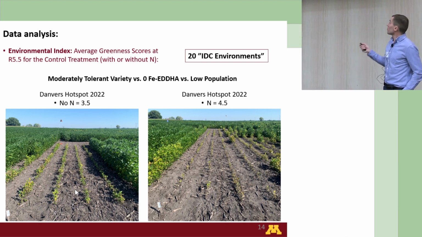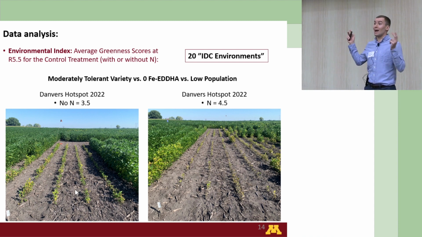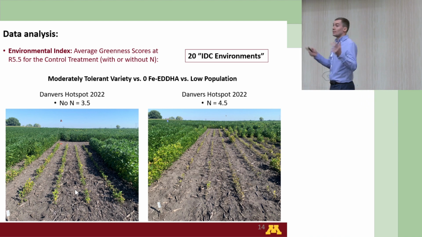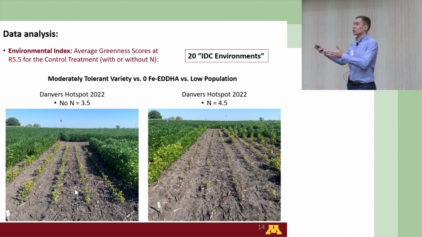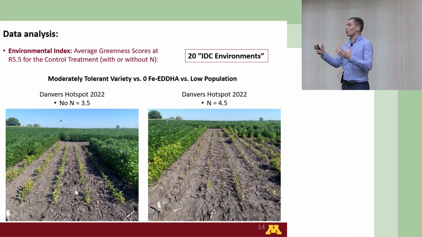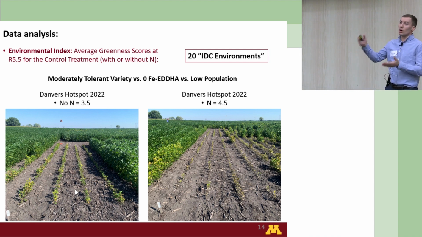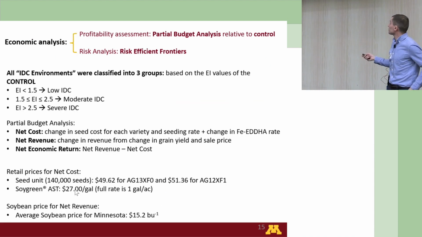So this environmental index was then calculated as the average greenness scores at R5.5 for the control treatment, so the moderately tolerant variety without iron chelate application planted at a lower seeding rate with or without nitrogen application. And that resulted in what we call 20 IDC environments. Like I mentioned before, we had 10 unique field sites. By the 2 nitrogen levels, where we apply nitrogen to increase IDC severity in 50% of the plots, we have 20 IDC environments. So this environmental index is basically a measure of how severe IDC was at each of these 20 IDC environments based on the average greenness scores at R5.5 for the control treatment.